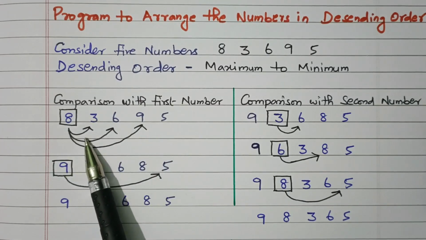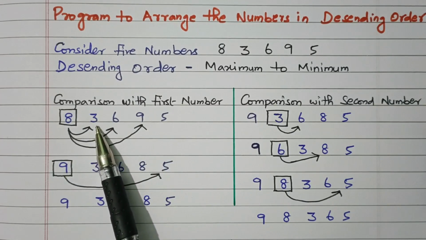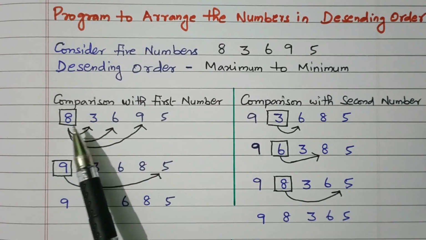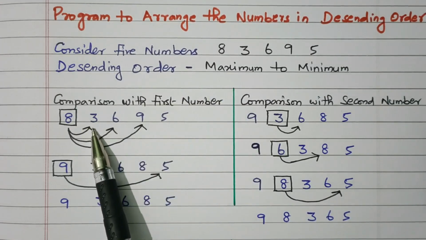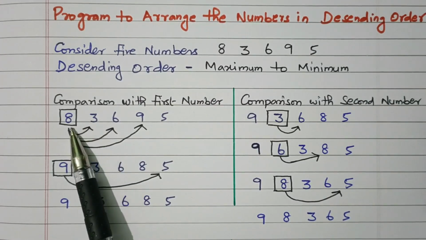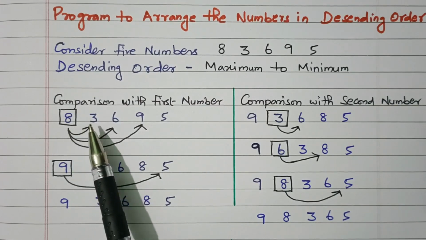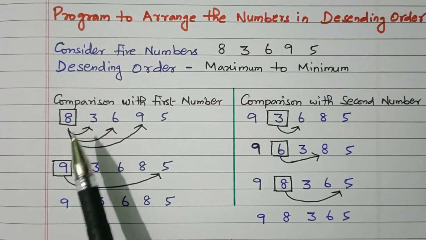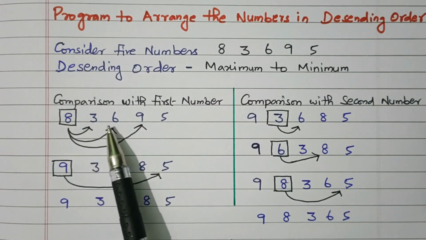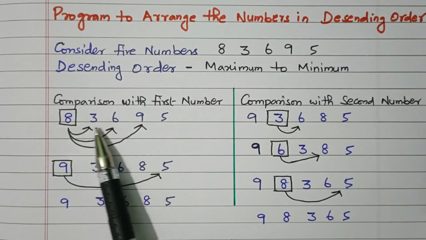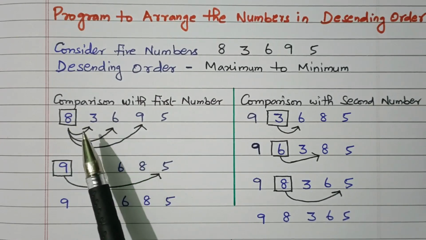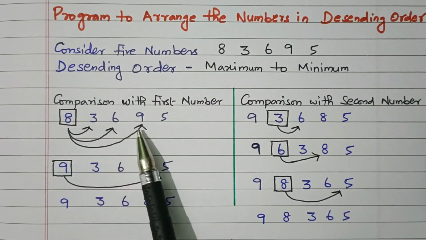It is compared with the second number. Suppose the second number is maximum, we need to interchange because what we need is the maximum number first. Suppose the second number is not maximum, suppose it is minimum, no need to exchange. So here the second number is 3 only, the first number is 8. No need to exchange. Then the first number is compared with the third number. The third number is also minimum, less than 8. This 6 is less than 8. No need to exchange. Now the first number is compared with the fourth number.